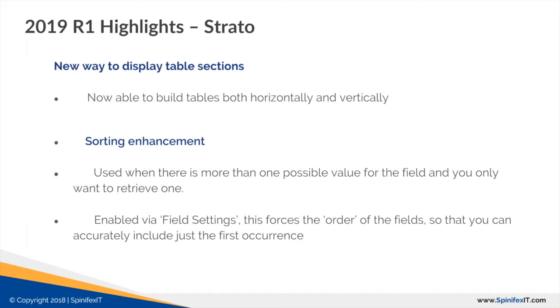The other enhancement listed here is in regards to sorting, and it works like this. If you're reporting on a field that has more than one possible value, you can set a sort parameter on that field so that you control which possibility is found first. Then your document will just include that first retrieval.